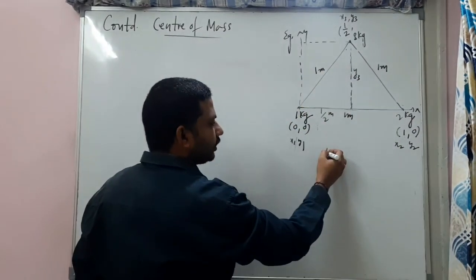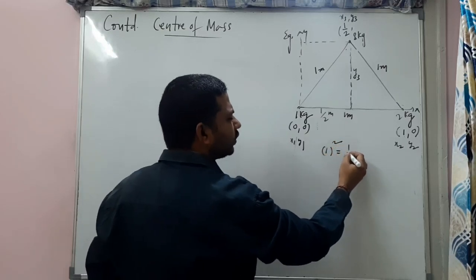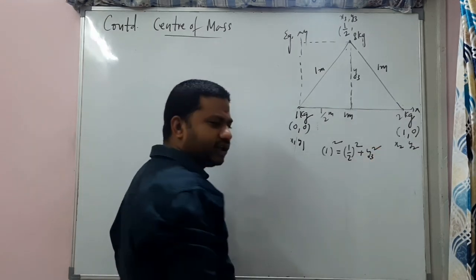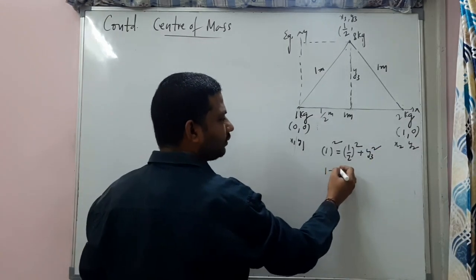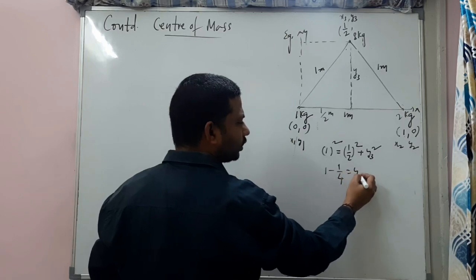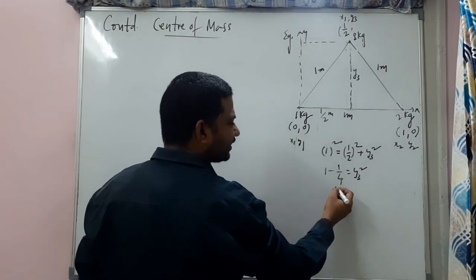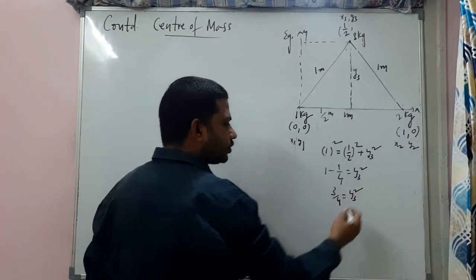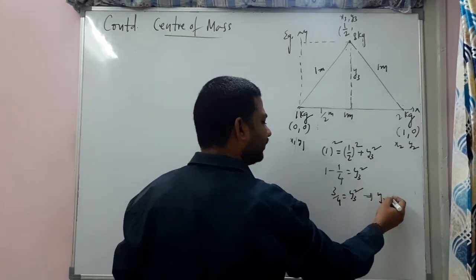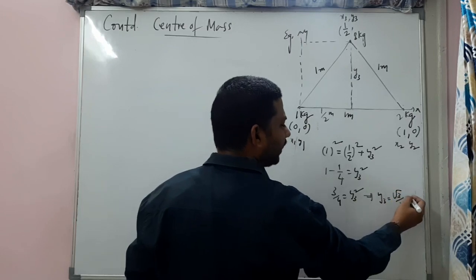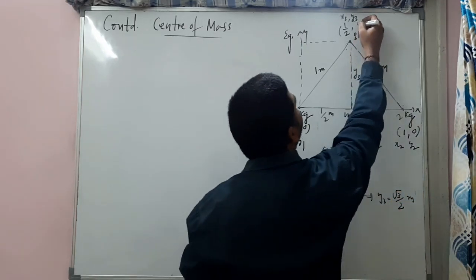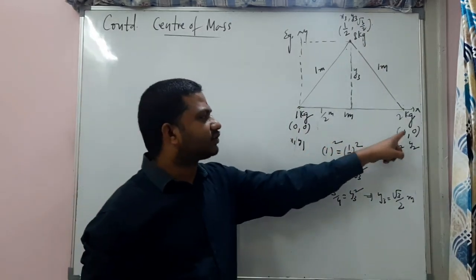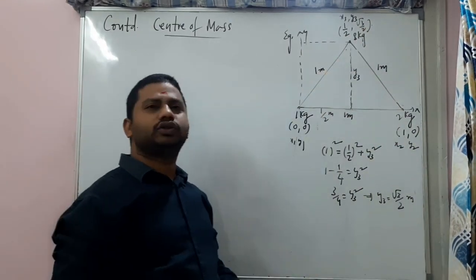How to do that? 1 square is equal to 1 by 2 whole square plus y3 square. See how simple it is. Then 1 minus 1 by 4 is equal to y3 square, so 3 by 4 is equal to y3 square. Finally your y3 will be equal to root 3 by 2 meters. So y3 is how much? Root 3 by 2. So x1 y1, x2 y2 and x3 y3 you now have.